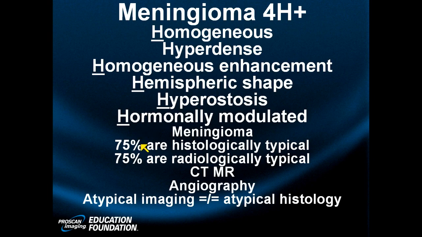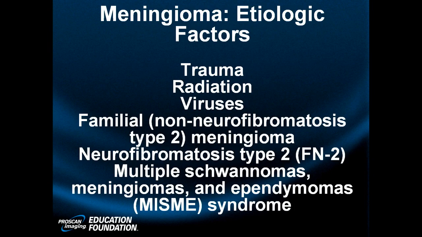75% are histologically typical, 75% are radiologically typical. The diagnosis on CT is usually simple. They're hyperdense, they're dural-based, and with contrast, they have a dural tail. Etiologic factors for meningioma include trauma, radiation, viruses, familial meningioma, ependymoma, and a few other tumors that we'll talk about in NF2.